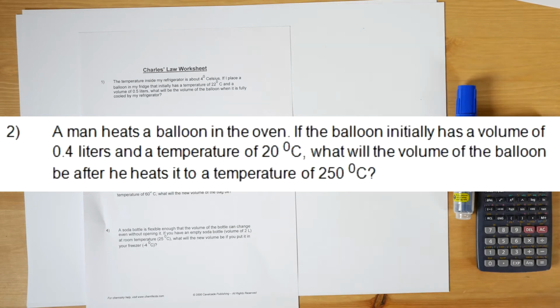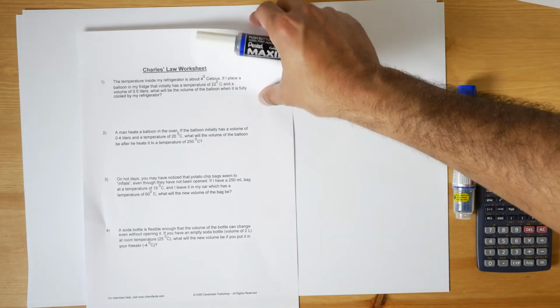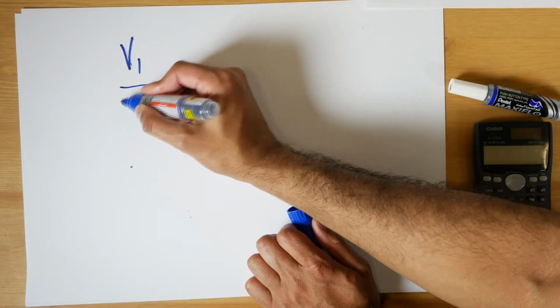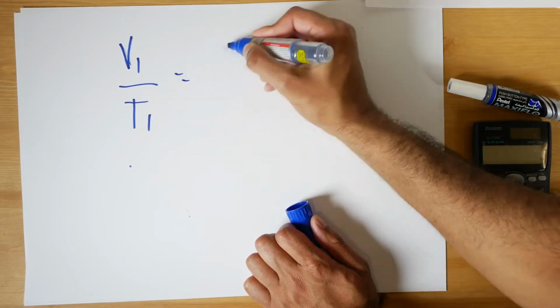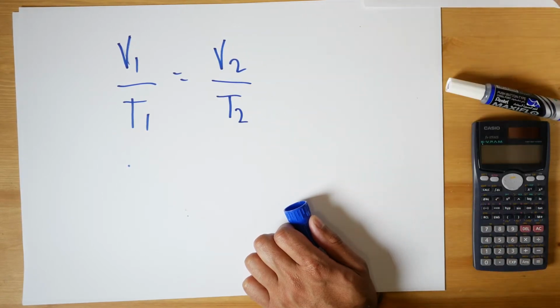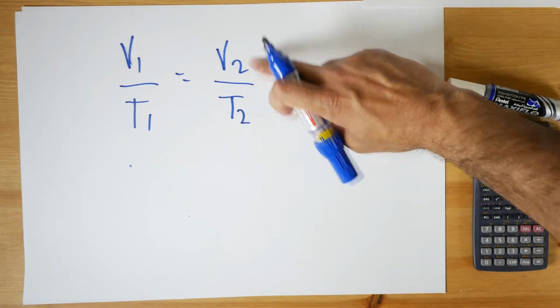Now, first things first, from 20 to 250, that is a big increase in temperature. So we're looking at a big increase in volume. Okay, so let's have a look at that. The first thing we've got to do is come up with our equation. V1 divided by T1 equals V2 divided by T2. And what they're asking us to work out is the new volume, so it's this one over here.